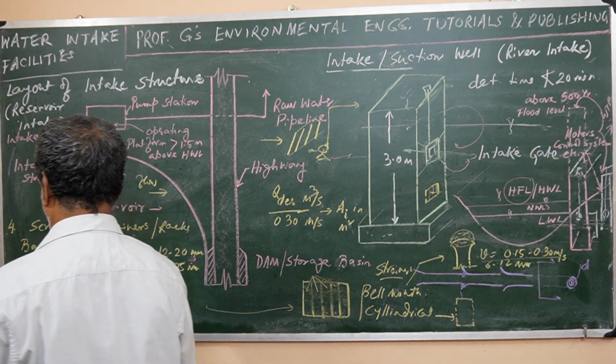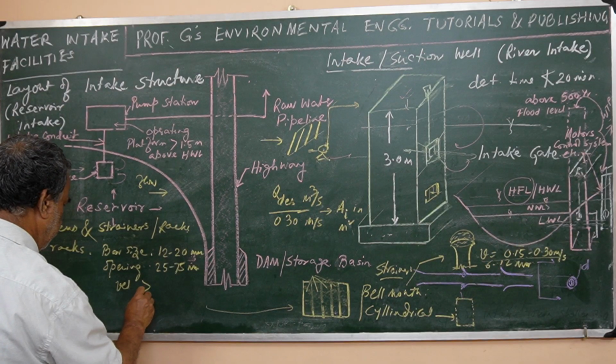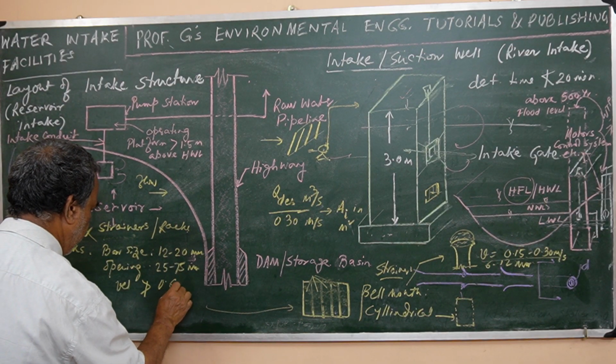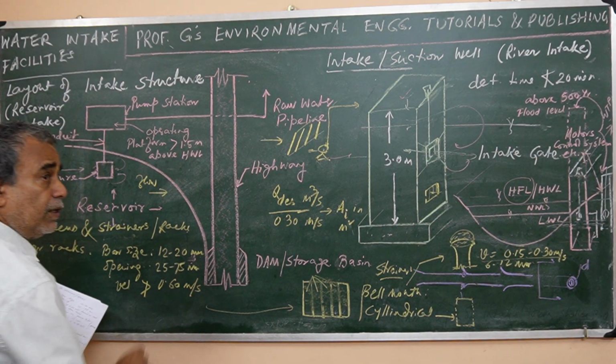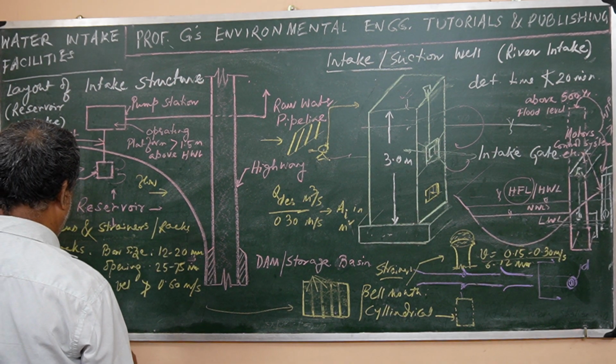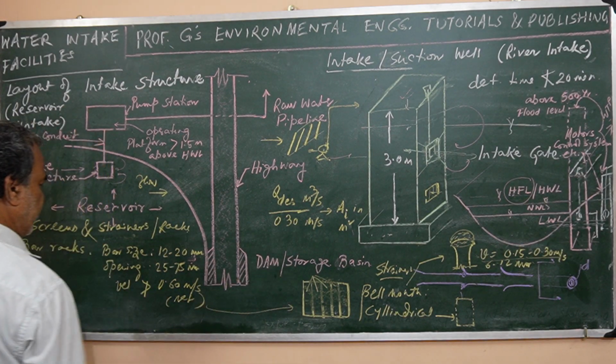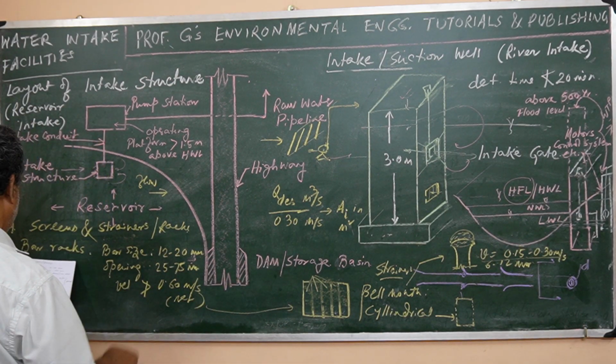So opening, and the velocity should not exceed 0.6 meter per second, okay, based on the net open area. So this is, I am simply writing net. You understand this, net opening area. That means effective area.